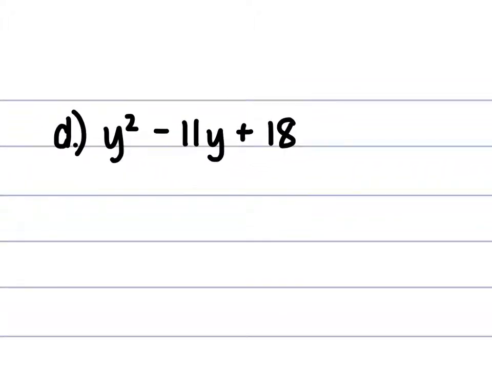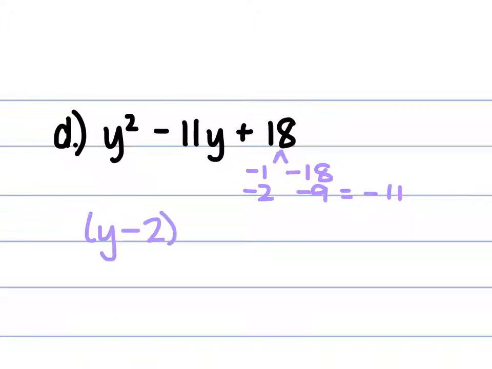For D, we have y squared minus 11y plus 18. So find the factors of 18. You got to think that 11y is negative. So when we find our factors of 18, there's going to be a negative times a negative. It's going to give us a positive 18, but a negative plus a negative is going to give us that negative 11. So we have negative 1, negative 18, negative 2, negative 9. Well, negative 2 minus 9 is negative 11. So this is going to give us y minus 2 times y minus 9.